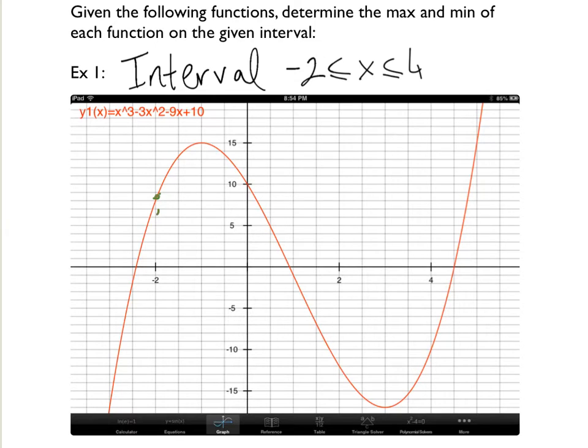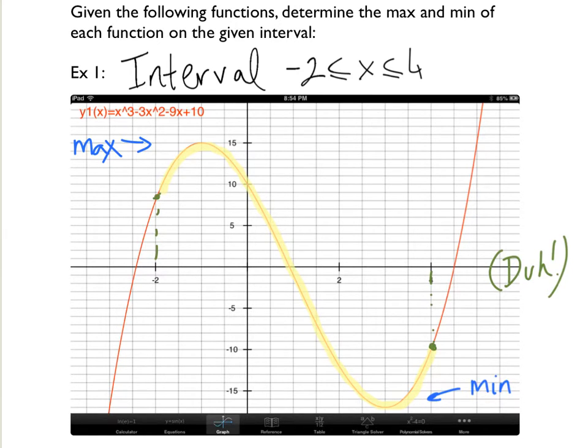-2 and 4 is here. So we're looking really just at this range here. Looking at it graphically, it's not a big deal. You kind of know that your maximum is going to be at -1, 15, and your minimum is going to be at 3, what is that, -17. So not a big deal to figure it out graphically.